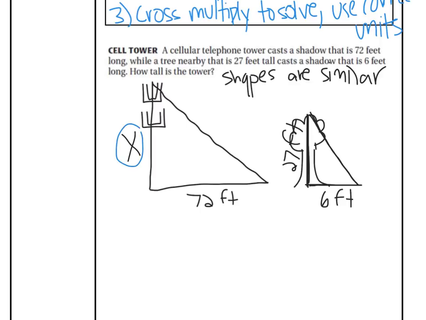Time for me to write fractions and match up sides. So the X that I'm looking to find matches with the 27 for how tall the tree is. So my first fraction would be X over 27. My second fraction would be 72 from the shadow for the tower and 6 from the shadow for the tree. So my second fraction would be 72 over 6. I put my equal sign in the middle, and now I'm ready to cross multiply.